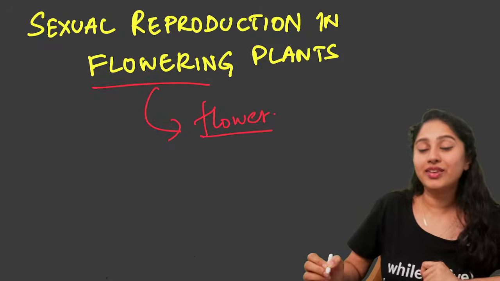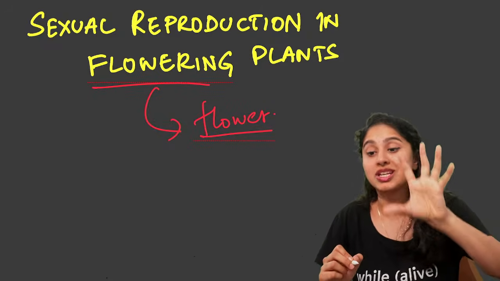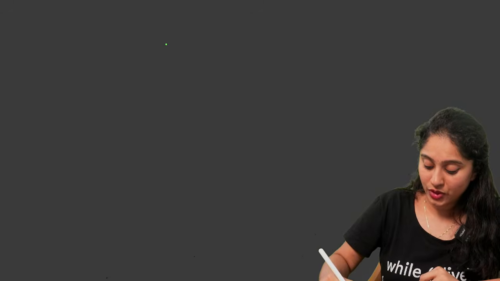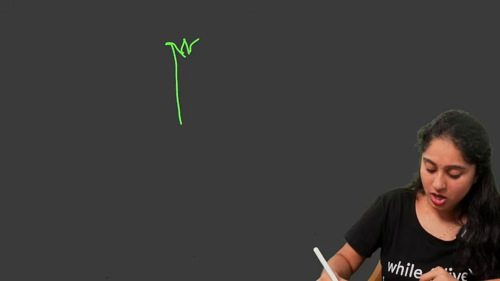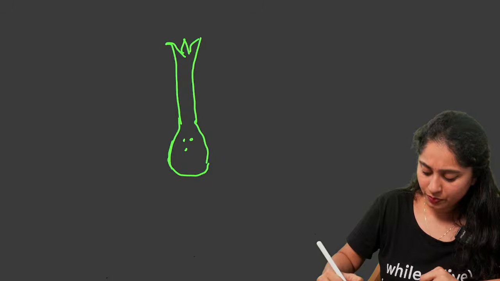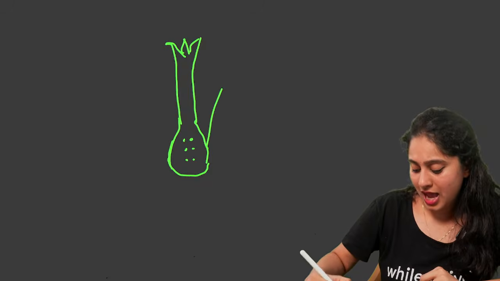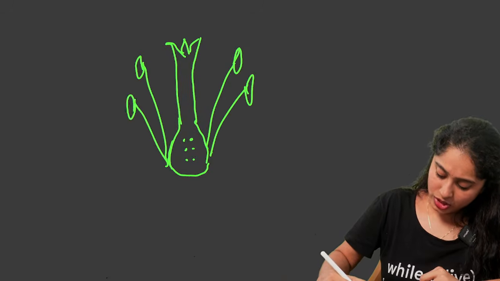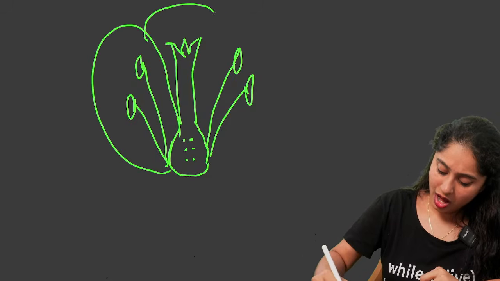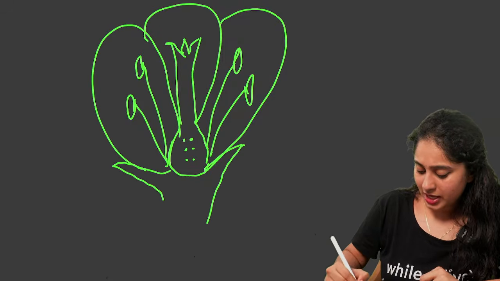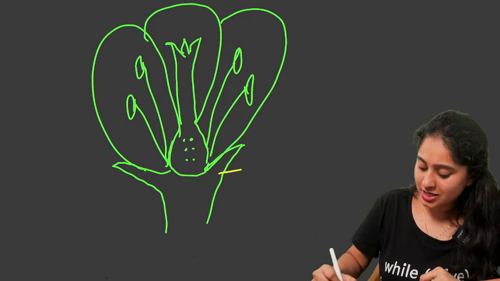What are the different parts of the flower is the most important first segment that we need to understand. When you look at a flower, we have the central piece called the gynoecium. Then we have the androecium. After the androecium we have the corolla or the petals, and then we have the calyx or the sepals. So now these are the sepals.